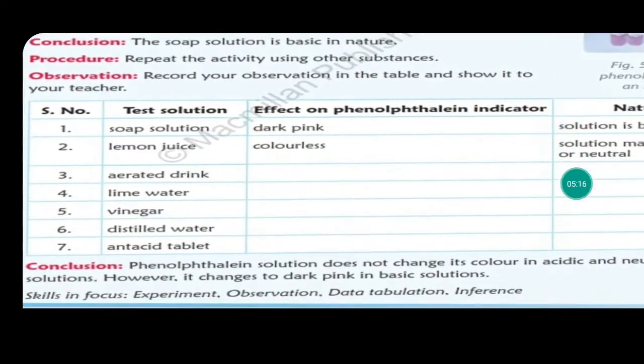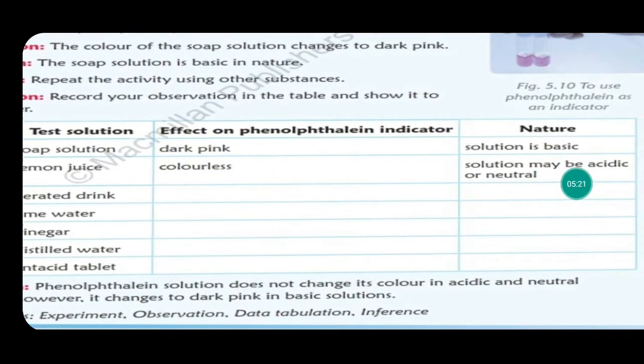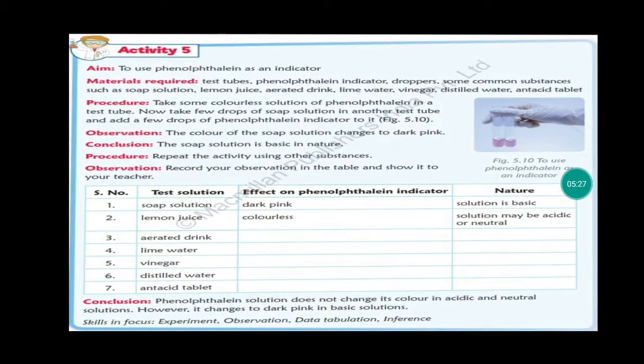In conclusion we can say that the phenolphthalein solution does not change its color in acidic and neutral solution, however it changes to dark pink in basic solution. That is the main thing we have to keep in mind, that phenolphthalein is the indicator for the basic solution only. In the basic solution only it changes into dark pink.